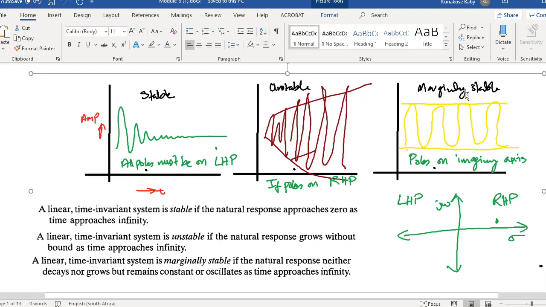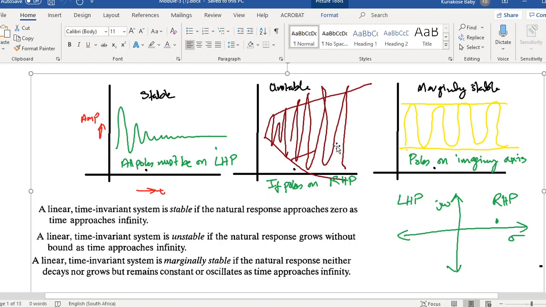Then you have a marginally stable system. With a marginally stable system, what happens is that the system never dies, nor does it rise. So you can see that it is an oscillation. It goes to a high, comes to a low, goes back to the high, and it keeps moving in that direction. So that is called a marginally stable system.